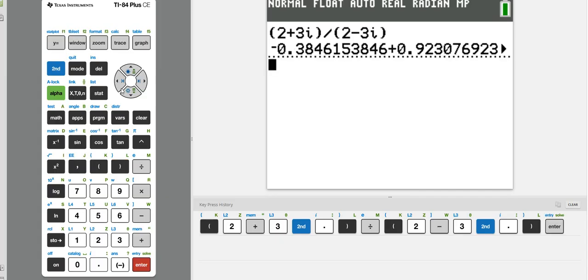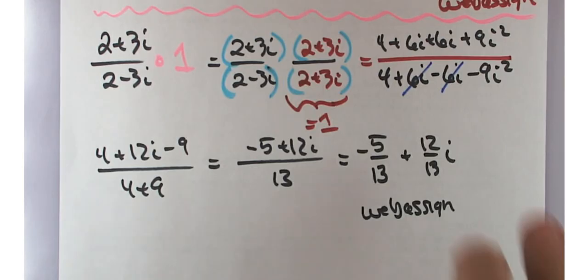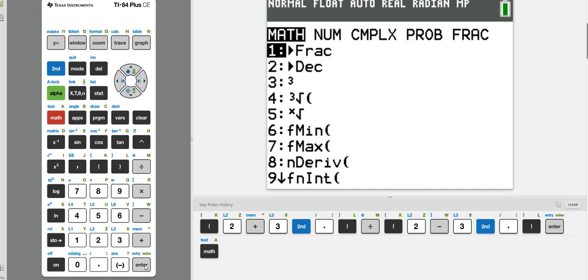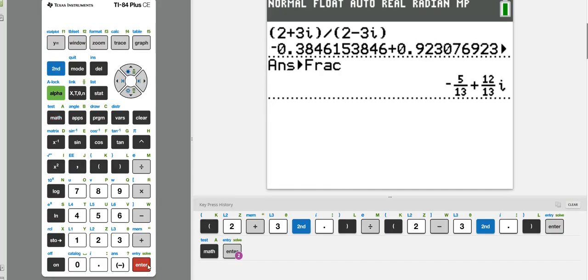You checked your answer. Feeling pretty convinced? Probably not. You shouldn't. Because we ended up with something that looked like this. But here's the trick on this one. And again, I want to see the work on the exam. All right, but you can check your answer. Hit the math key and answer the fraction. Booyah, there it is. Negative 5/13 plus 12/13 i. Exactly like what we got.